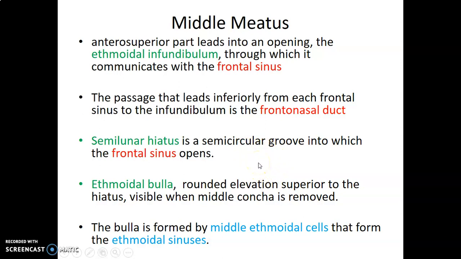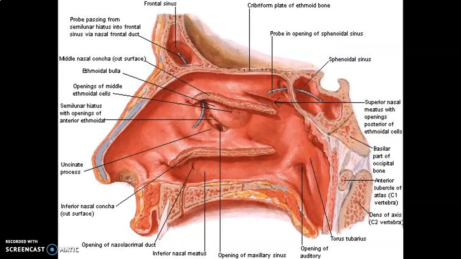So the middle meatus receives secretions from three paranasal sinuses: from the frontal sinus, from maxillary sinus, and anterior ethmoidal. Frontal sinus, maxillary sinus, and anterior ethmoidal sinuses. So those drain into the nasal cavity through the middle meatus. But remember, they don't drain directly. We have what you call ethmoidal infundibulum and semilunar hiatus that will direct these secretions into the middle meatus.